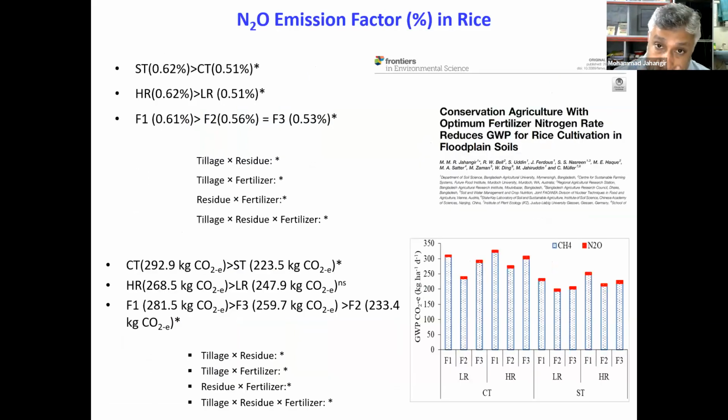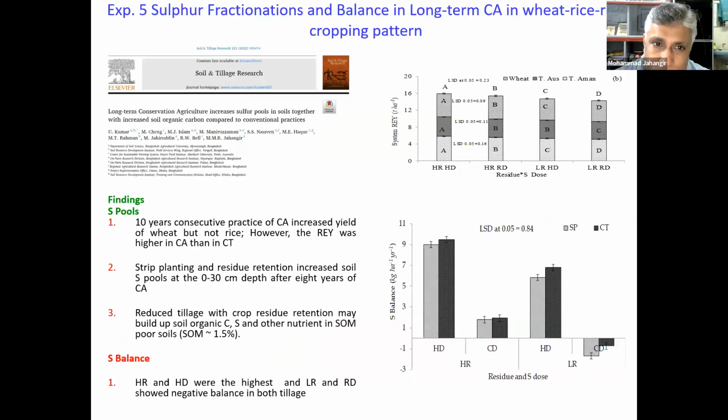Okay, and then nitrous oxide, we have also published this data in Frontiers in Environmental Science Journal recently. And another one, as I mentioned already, nutrient dynamics, fertilizer recommendation. So I have some data for sulfur, phosphorus, and potassium dynamics, pools, and balance. And we compared this with conservation agriculture versus the conventional management practices.